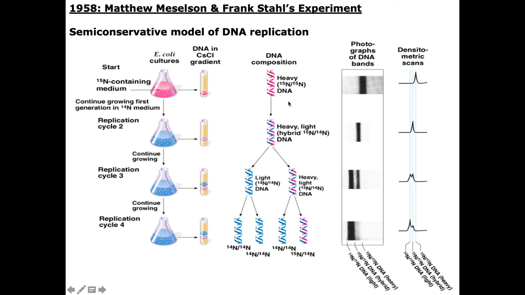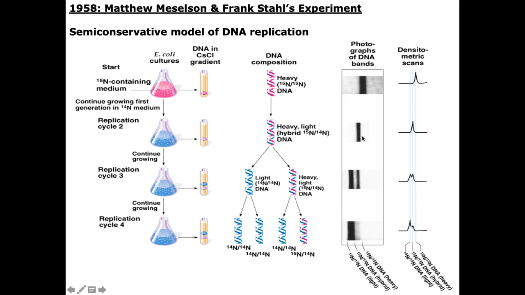Then they continued growing this first generation in 14N media. They added the 15N DNA into the 14N media, and then replication was done. After the replication was over, they were again put into the gradient, and what they discovered in the densitometric scan was mainly a combination of both 15N and 14N, a hybrid.